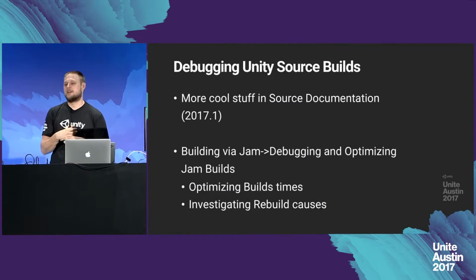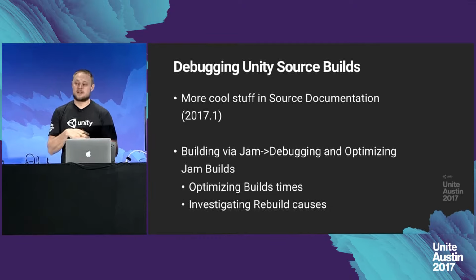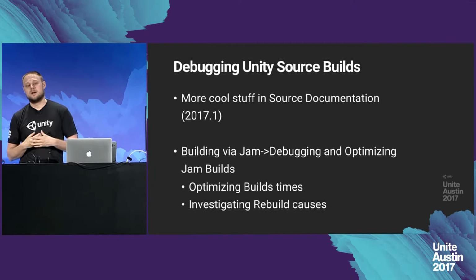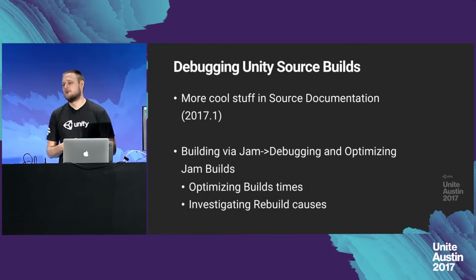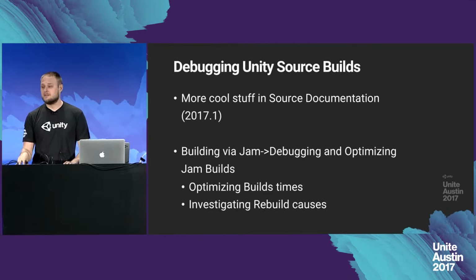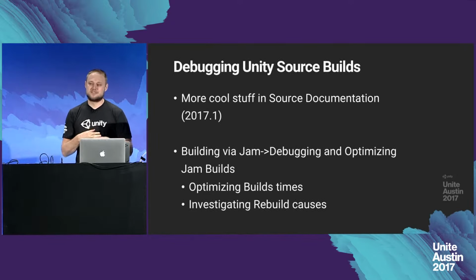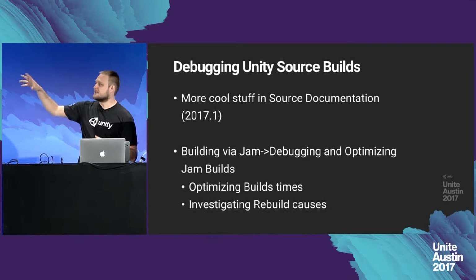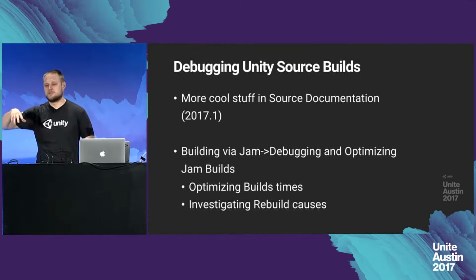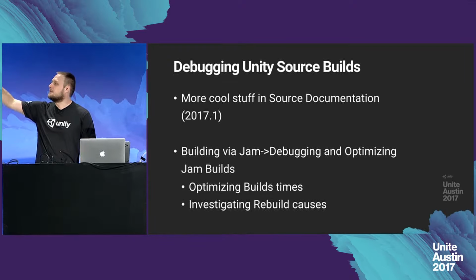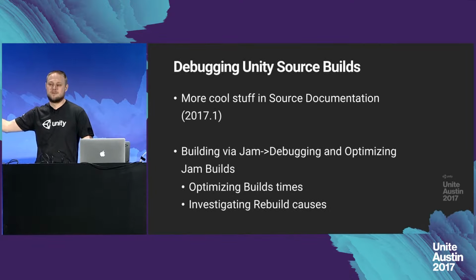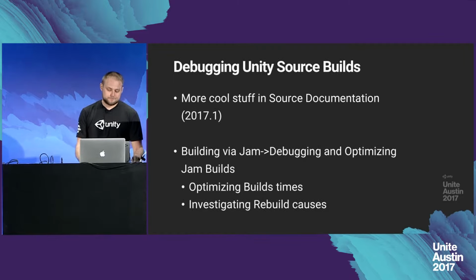Just a side note on all of this is that there's new cool stuff in our documentation. There's been a fair amount of work going into updating and making our source documentation better. So if you haven't looked at it recently, as of the 2017.1 release, I highly recommend you pull it and actually open that PDF and check it out, because there are new topics, there are updates to old topics, specifically in this area. All of what I've just shown you is more or less documented in the building via jam section. And there's also stuff like how to optimize build times and investigate rebuild causes and other cool topics there. So highly recommend checking it out.